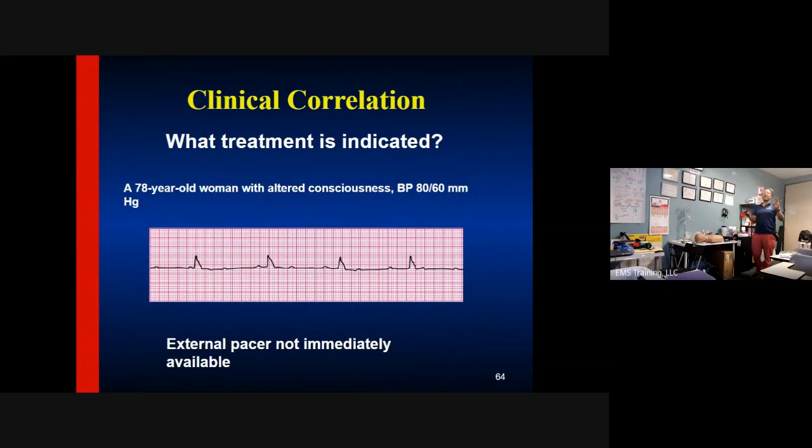All right. We have a 78-year-old woman with altered mental status, blood pressure 80/60, an external pacemaker or pacer is not available. And they're in this rhythm, which what we see is a wide complex rhythm with no correlation. This is a third degree heart block with ventricular escape rhythm. All right. Pacer not available, so we're going to do a drip of epinephrine or dopamine. And we're going to titrate those doses of epinephrine and dopamine to the patient's systolic BP of at least 90.